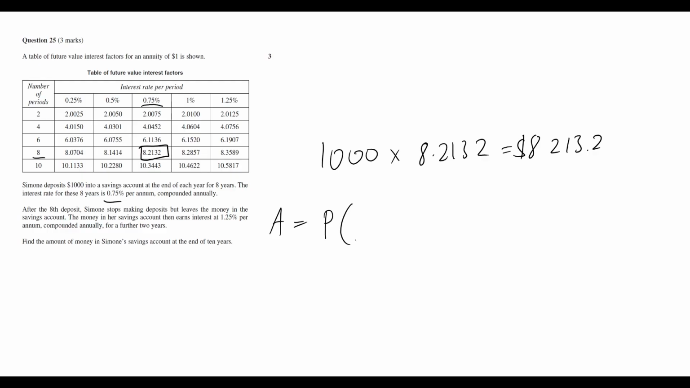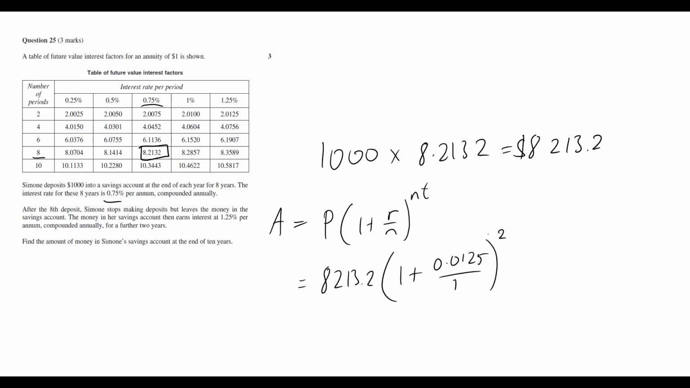So we know that A equals P times (1 plus r over n), all to the power of nt. And then following on, let's substitute in our values now. So P is going to be 8,213.2. 1 plus, well, now our interest rate is going to be 1.25%, so we'll write that as 0.0125, and now divided by 1, since it's compounding annually, and now to the power of 1 times 2 for the 2 years that we are counting here.